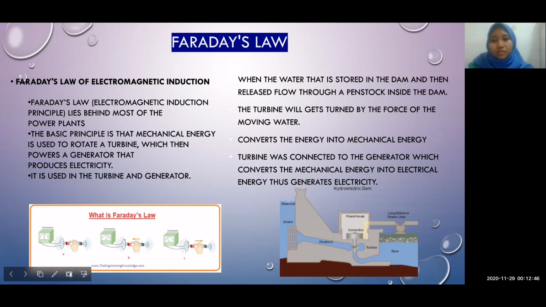When the water that is stored in the dam is released, it flows through a penstock inside the dam. A turbine propeller is fixed at the end of the penstock, and this gets turned by the force of the moving water. This converts the energy in water into mechanical energy. Because the turbine is connected to the generator, which converts the mechanical energy into electrical energy, it thus generates electricity.